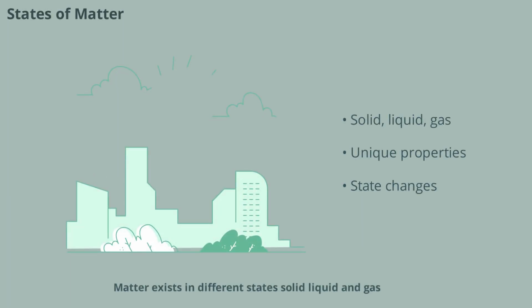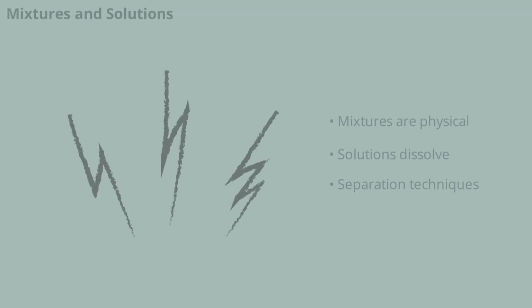Matter exists in different states: solid, liquid, and gas. Each state has unique properties like shape and volume. Solids keep their shape, liquids flow, and gases spread out to fill their container. Changes in temperature or pressure can cause matter to shift between these states, such as ice melting into water or water evaporating into steam.